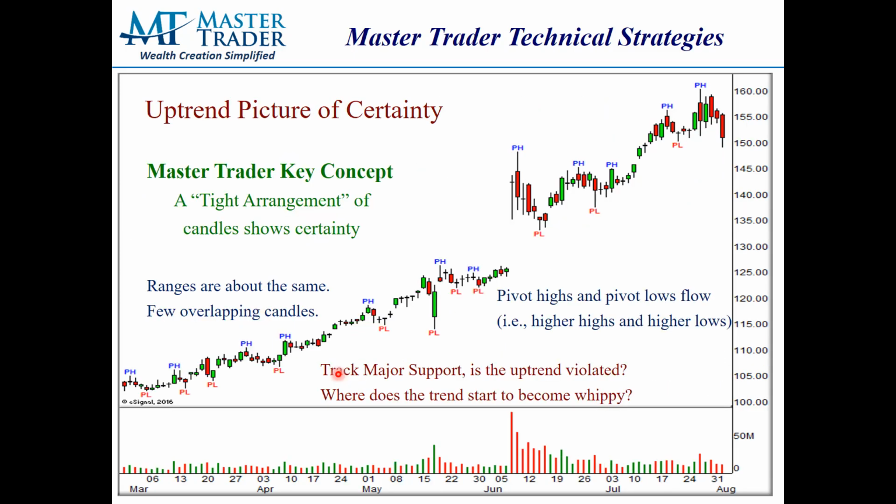So here we have a picture of certainty, I should say, in an uptrend. And we have a tight arrangement of candles shown. Notice the ranges are about the same, meaning the ranges in each of the individual candles are roughly about the same. Here we have a larger one, but overall, they're all pretty much about the same size. And that's a picture of certainty, and prices continue to trend in that direction.